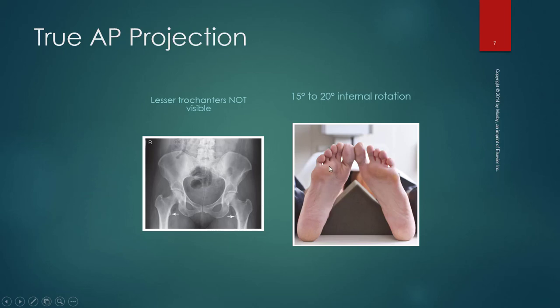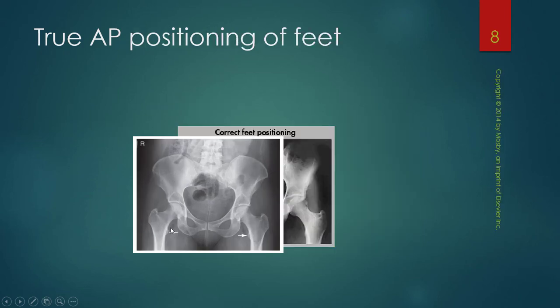So when we position for the AP hip or the AP pelvis, we want to make a TP, so we have them touch their toes together, so it forms this triangle. When we do that, it pulls those greater trochanters into profile. So here again, you want to make sure those greater trochanters are being pulled out, and then you know you have a good radiograph.